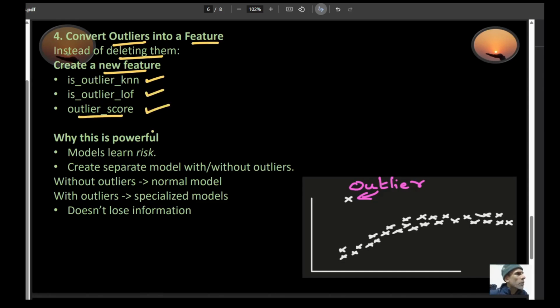Now, why is this so important? The reason this is so powerful is that the models learn the risk. Also, you can create separate models with or without outliers. The one without outliers would be your normal model, and the one with the outliers would be your specialized model. Also, by keeping your outliers, you are not losing information; you are keeping your information.